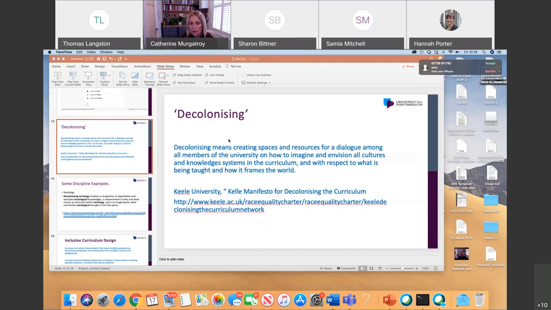So Keele University have a nice definition of decolonisation as part of their manifesto, and they describe it as creating spaces and resources for a dialogue among all members of the university. And that's about how to imagine and envisage all cultures and knowledge systems in the curriculum, and with respect to what is being taught and how it frames the world.